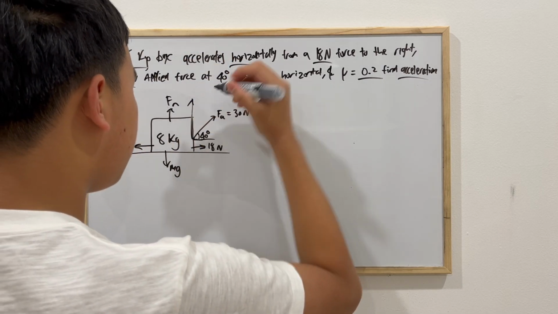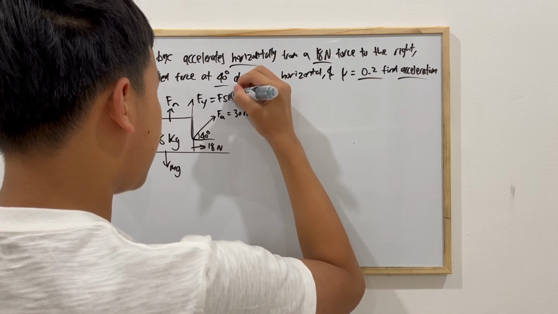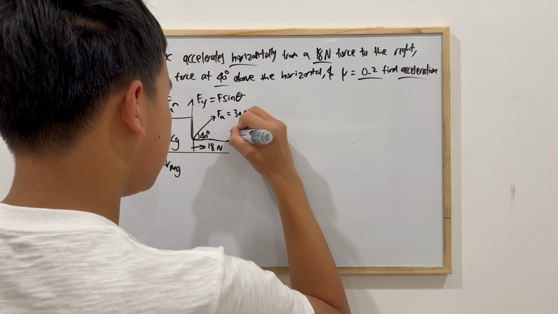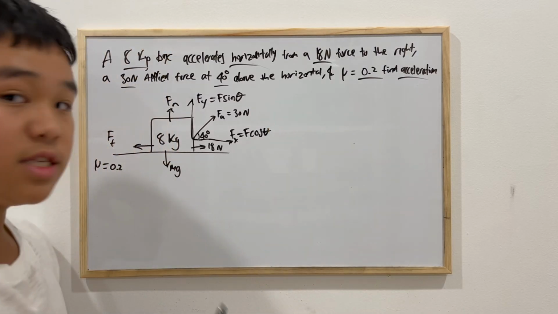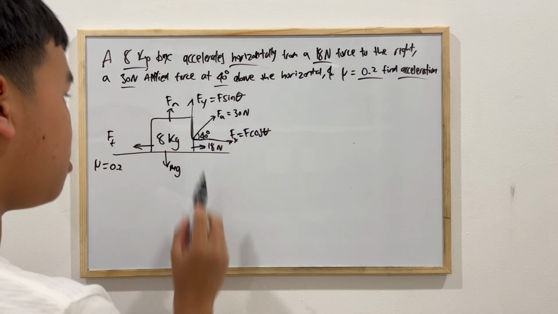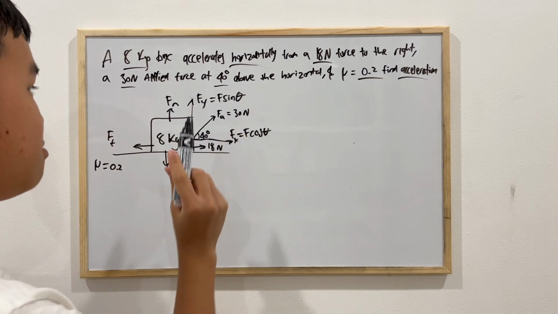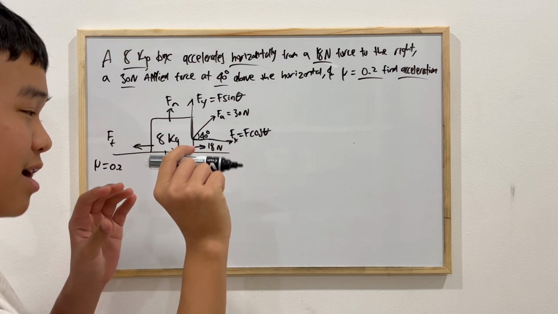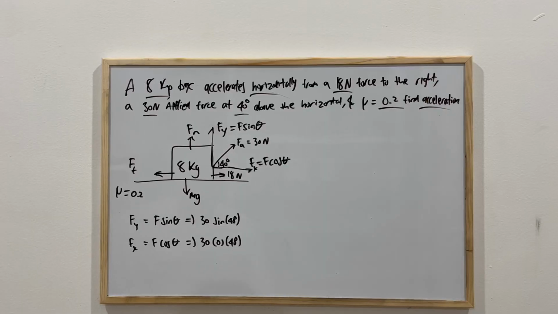Its vertical component is going to be Fy, which is F sine theta, and the horizontal component is going to be F cos theta. The reason we have to break the components down into vertical and horizontal is because, just like with projectiles, it's not directly straight up or straight down, but it's also not directly left or right. It's in between, so that's why you have to break it down.